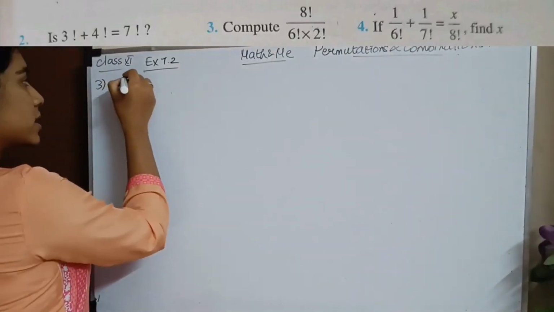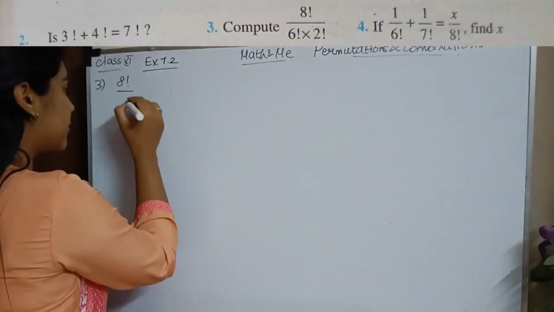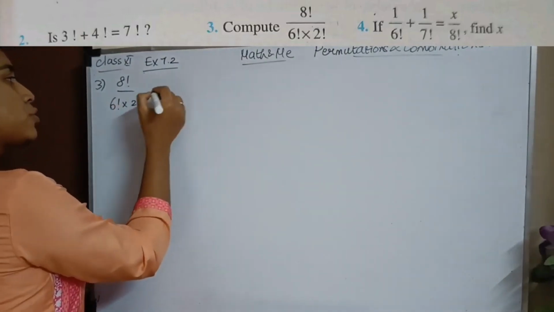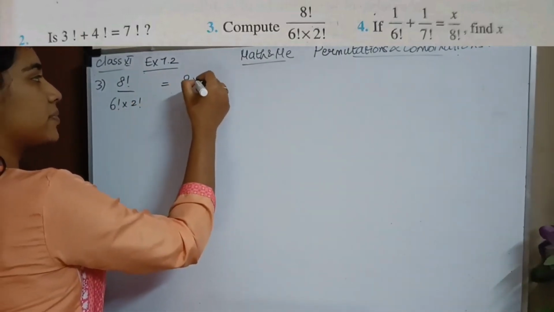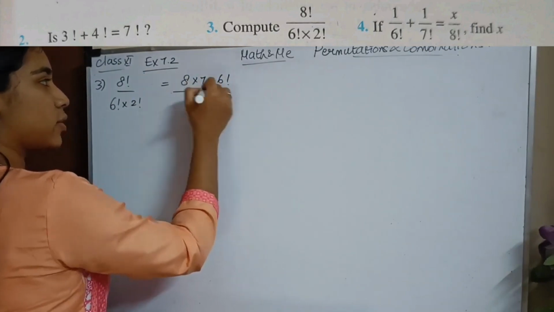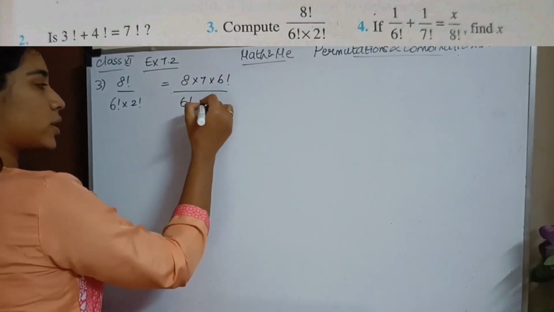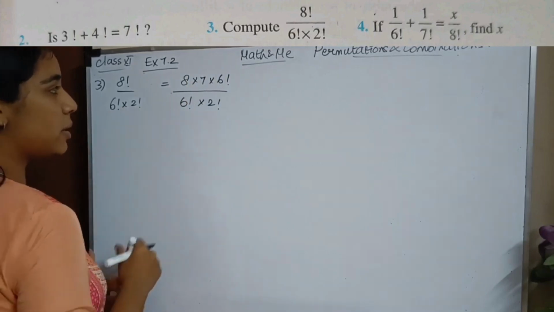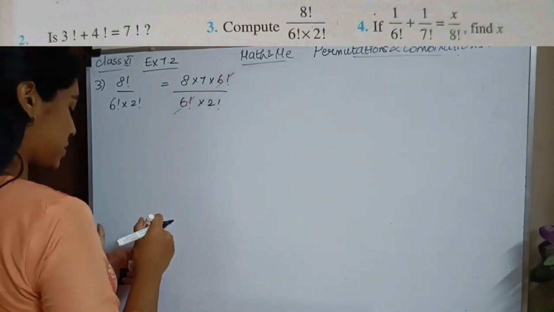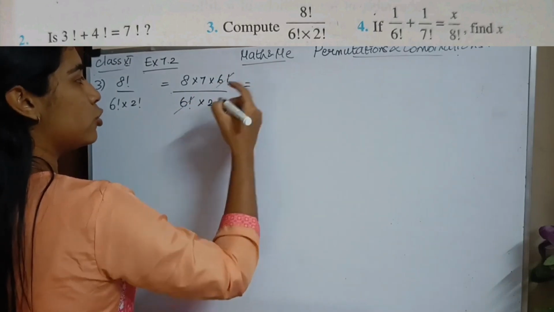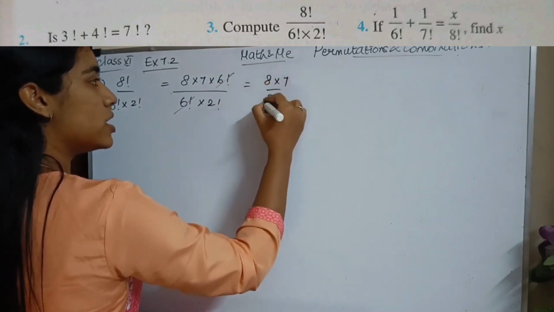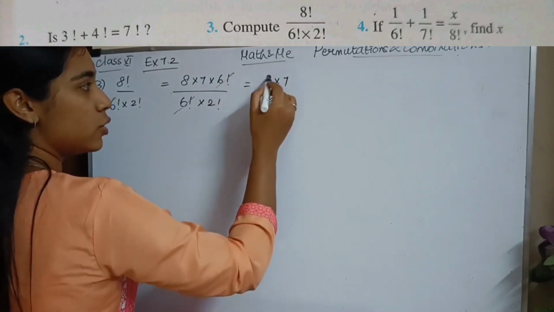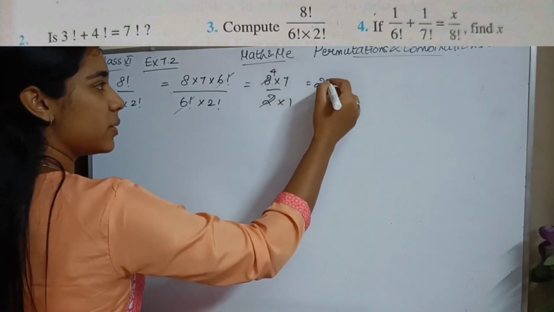Question number 3. Compute 8 factorial divided by 6 factorial times 2 factorial. So how can we write 8 factorial? 8 into 7 into 6 factorial divided by 6 factorial times 2 factorial. I stopped with the 6 factorial because I have a 6 factorial in the denominator. So this and this will get cancelled. What am I left with? 2 factorial, and 2 into 1. So I'll have 2 into 1 in the denominator. 2 4s are, so 7 4s are 28.